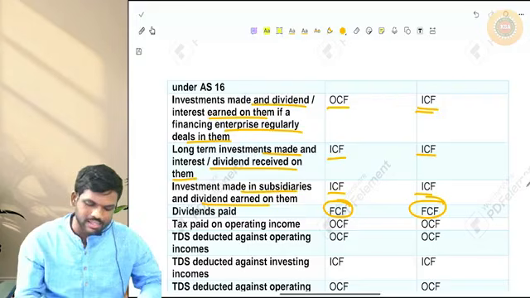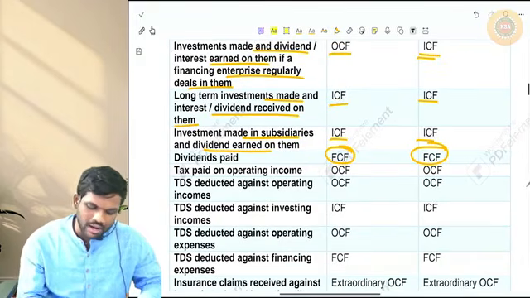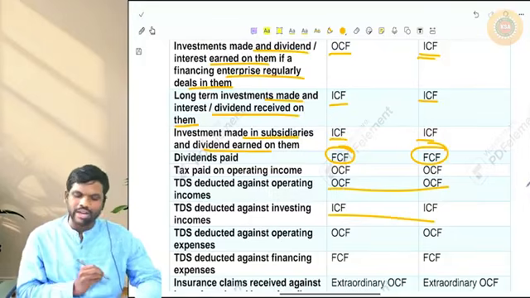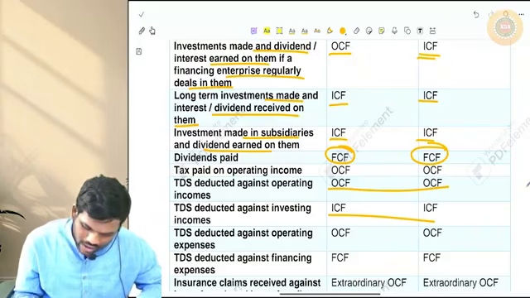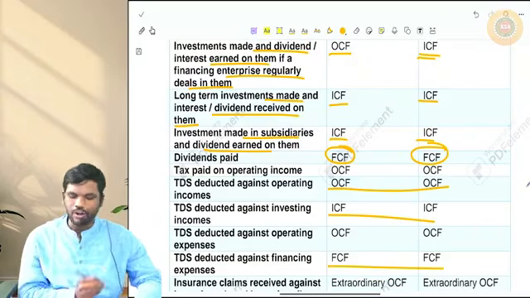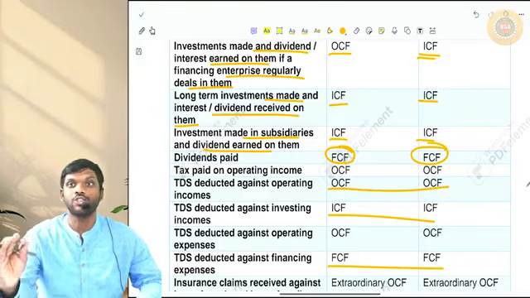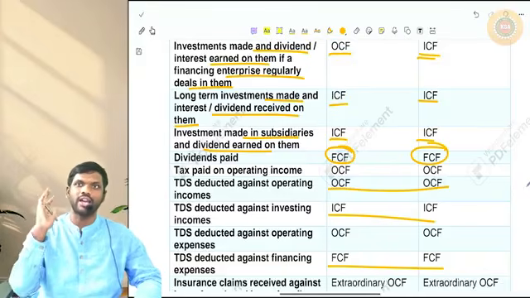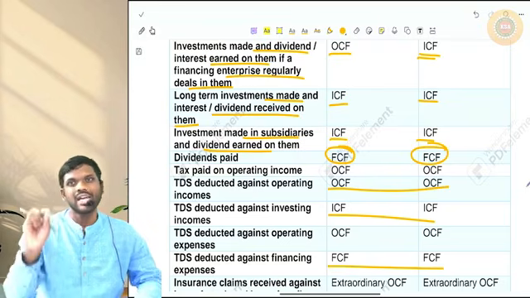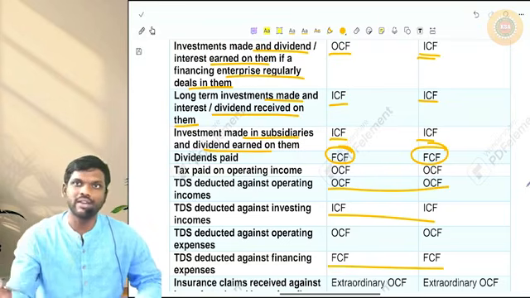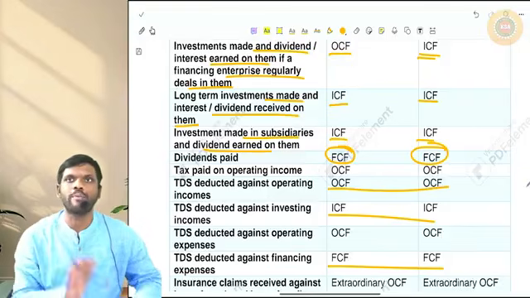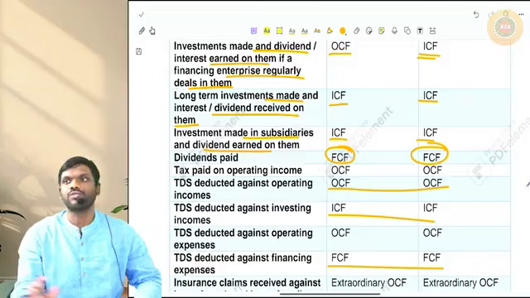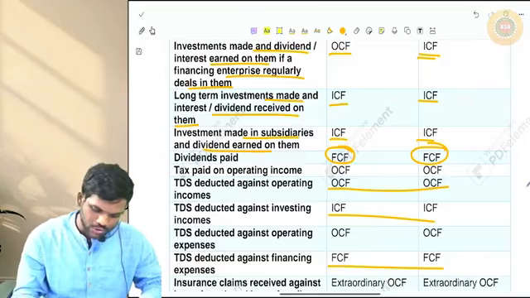Sir, what about taxes? Remember, if taxes relate to operating incomes, it will be operating cash flow. If they relate to investing activity incomes, they will be investing cash flows. If they relate to financing activities, then they'll be a part of financing cash flows. So based on which activity is giving rise to tax, you have to classify the tax payment accordingly. If an operating activity is giving rise to tax, the tax will be a part of operating cash flow. If an investing activity is giving rise to tax, the tax cash flow will be a part of investing cash flow. If financing activity is giving rise to tax, the tax cash flow will be a part of financing cash flows.